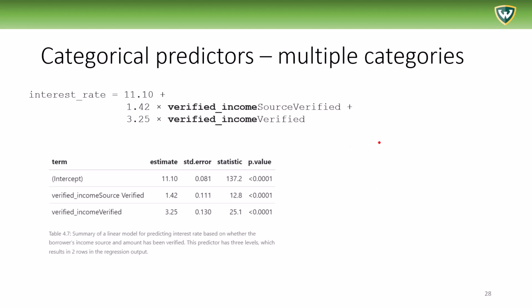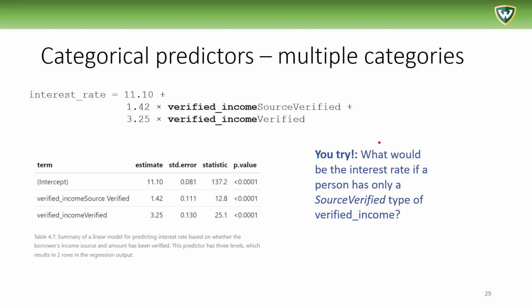Why don't you try? What would be the interest rate if a person has only a source verified type of income? Pause the video and try that. And we're going to end it here and continue next time. See you.